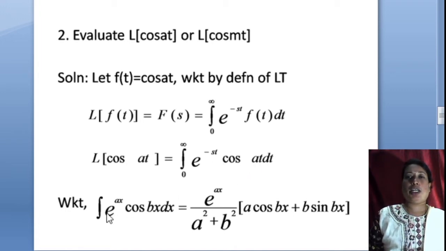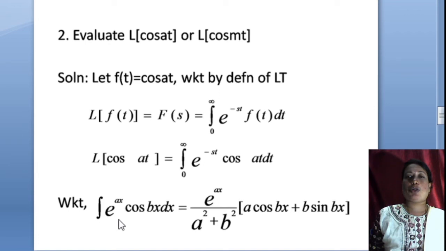into dt. Similarly, we have to know the formula: integration of e power ax cos bx into dx is equal to e power ax divided by a square plus b square into a cos bx plus b sin bx. We have to use this formula in the above problem. Here also compare e power minus st with e power ax, where a is replaced by minus s, and integration is with respect to t instead of x.